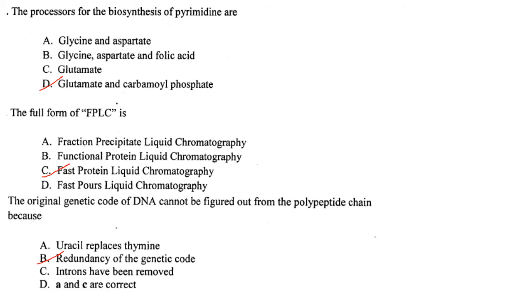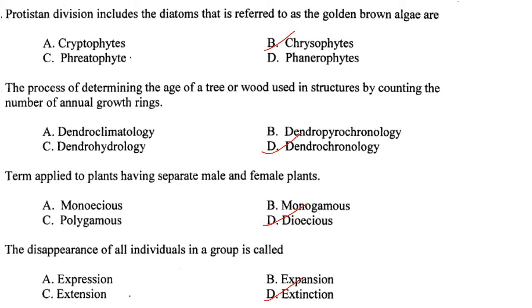Answer is option B. Then Protista division includes the diatoms, that is referred to as golden brown algae. They are chrysophytes. Answer is option B. The process of determining the age of a tree or wood used in structures by counting the number of annual growth rings is called dendrochronology. This is also a repeated question. Answer is option D. Term applied to plants having separate male and female plants is called dioecious.